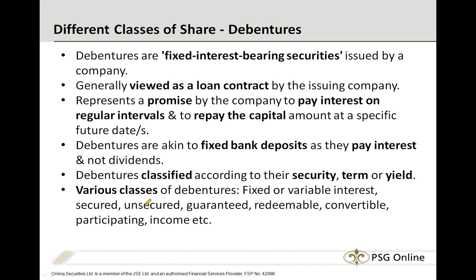Okay, so debentures again can be classified according to the security, the term, in other words, the duration, and the yield. Again, there's also various classes of debentures: fixed, variable, secured, unsecured, guaranteed, redeemable, convertible, participating income, and things like that. It sounds a lot. Just remember, we concentrate on ordinary shares. Okay, that's what I want to highlight for you. We trade many ordinary shares on the market.